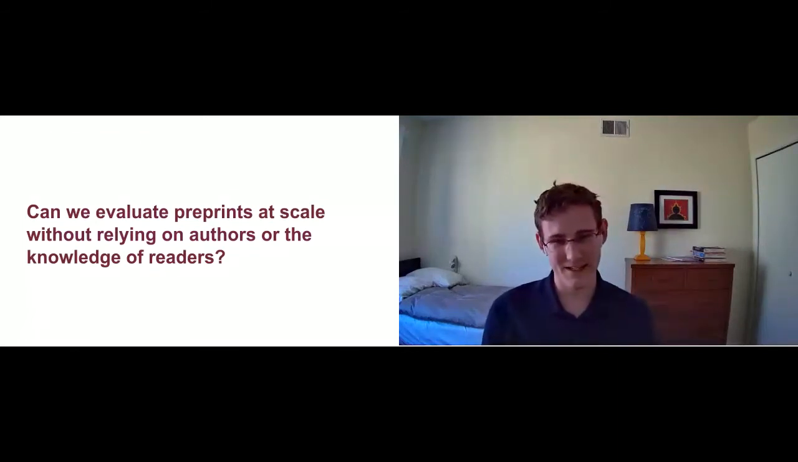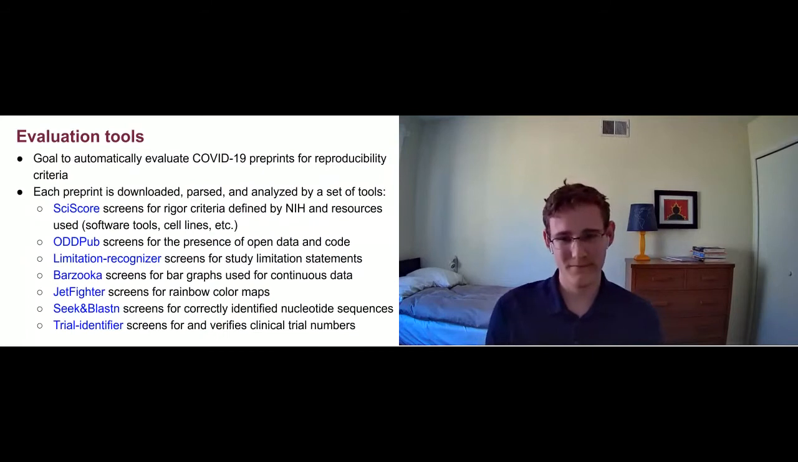So as a group, we asked, can we evaluate preprints at scale without relying on authors to withdraw preprints when needed, or the knowledge of readers to discern good or bad science? So to do this, we set a goal to automatically evaluate COVID-19 preprints for reproducibility criteria. And we did this by downloading, parsing, and analyzing preprints using the following tools.